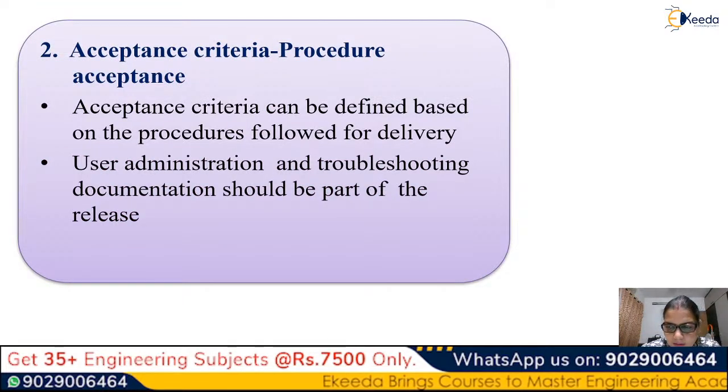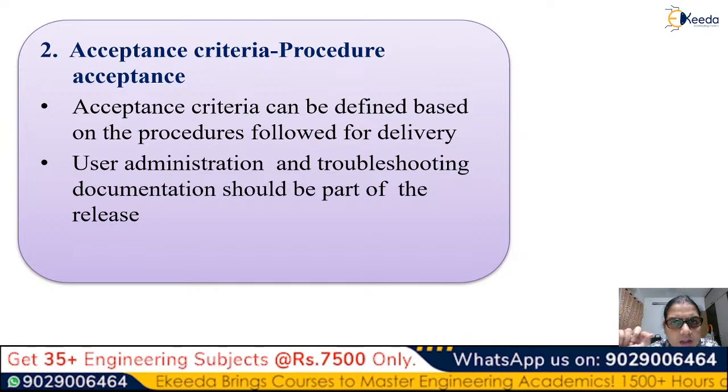Then there is procedure acceptance. Acceptance criteria can be defined based on the procedure followed for delivery, for example user administration or troubleshooting. User administration and troubleshooting documentation should be a part of the release. So as a customer, when I come to pick up my order, my product, the CD is available, user documentation is available, and there's a troubleshooting manual.